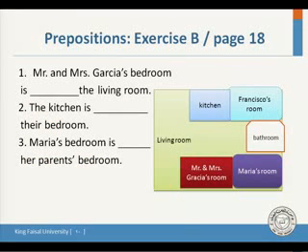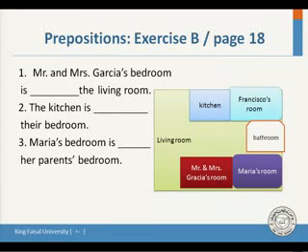Now, the following topic is about prepositions. In this unit, we are talking about 3 prepositions. Now, look at this diagram. In this diagram, we can see the living room. This is Francisco's house, by the way. The living room, kitchen, Francisco's room, bathroom, Maria's room, Mr. and Mrs. Garcia's room.